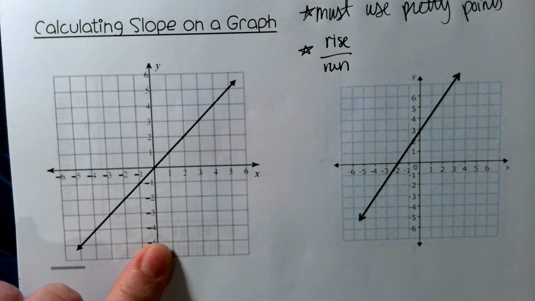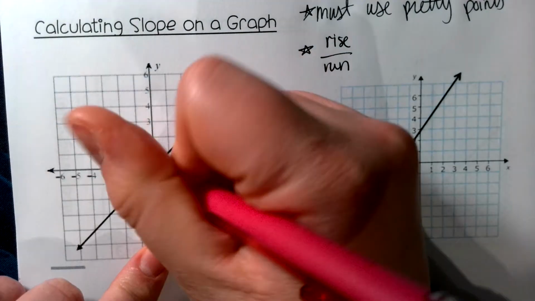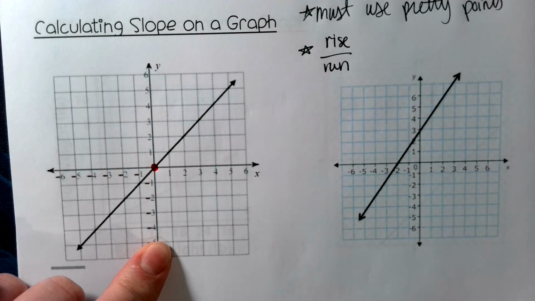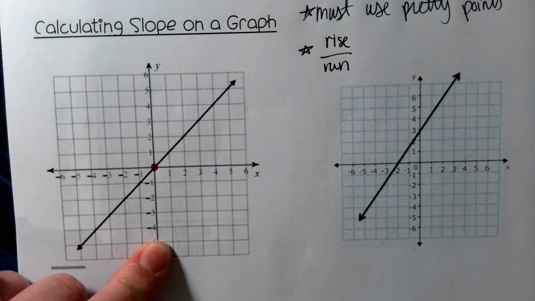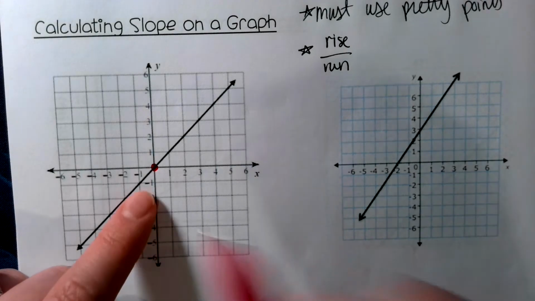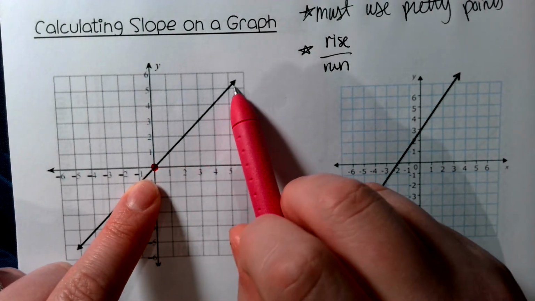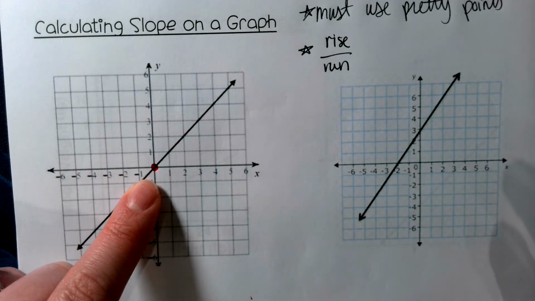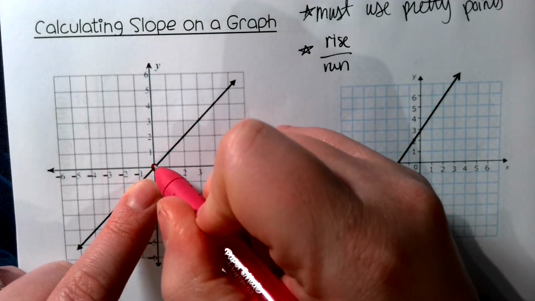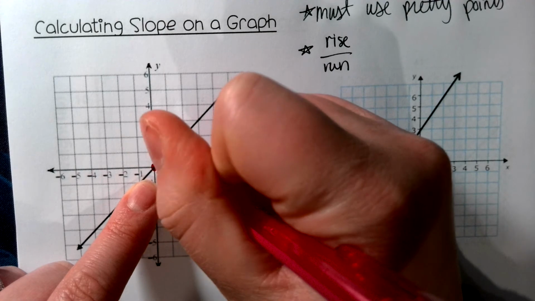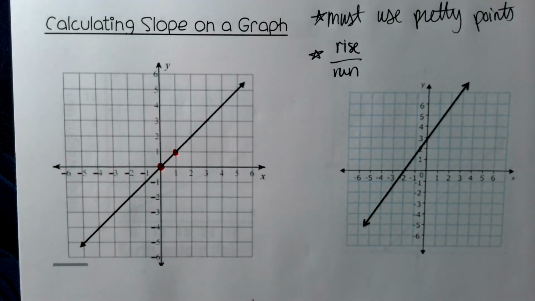So on this first one, we see we have one pretty point right here at the origin. If it's going through the origin, is it a proportional or non-proportional graph? That means it's proportional. So I want to go from my dot and just kind of follow the line of my graph along until I find another pretty point. If I stop here, I see I have another pretty point.